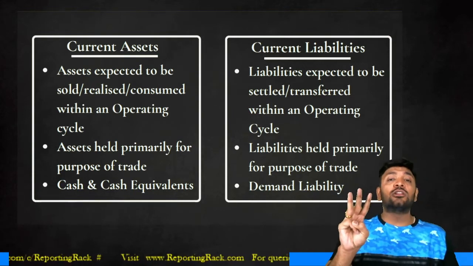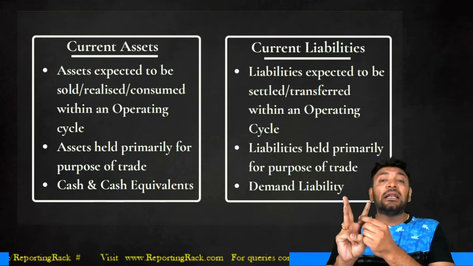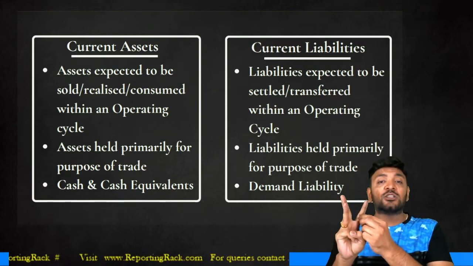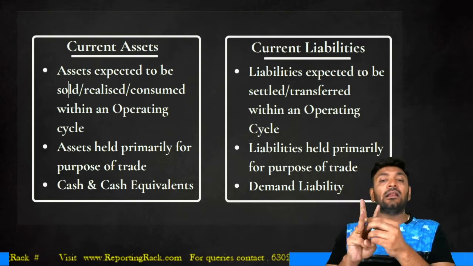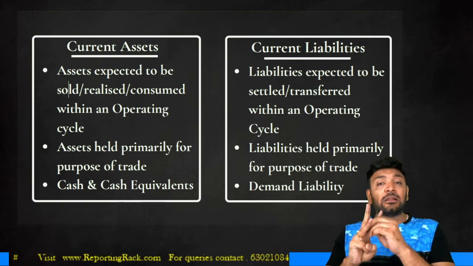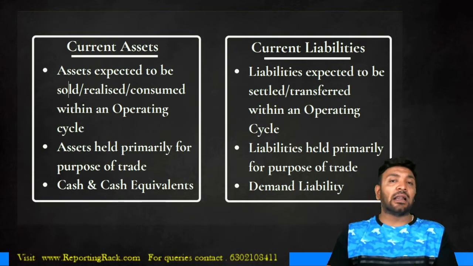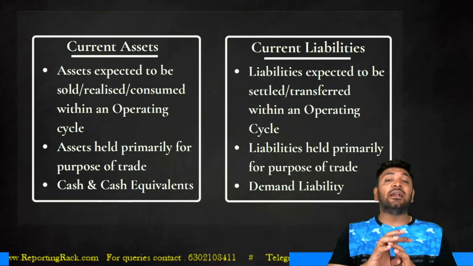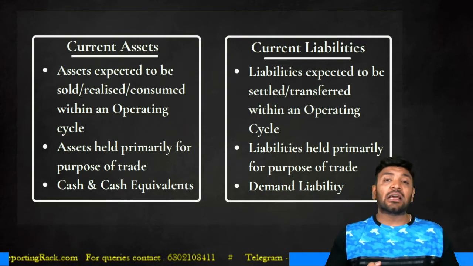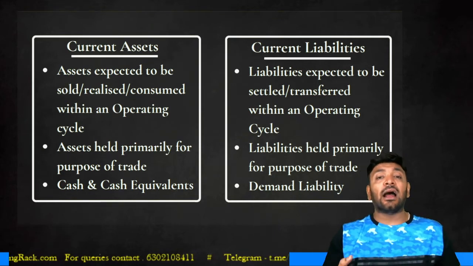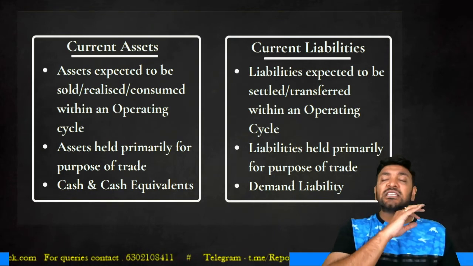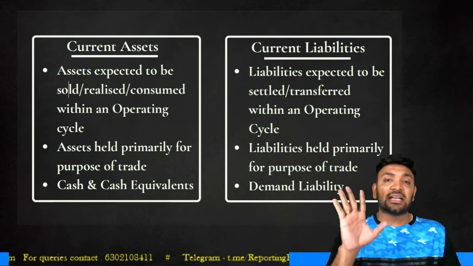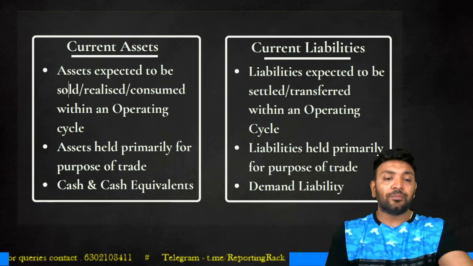Similarly, a liability is also defined in three parts. A liability which is expected to be settled or transferred within an operating cycle. Liabilities held primarily for the purpose of trade, and a demand liability. These can be classified as current assets and current liabilities. And non-current assets and non-current liabilities are any other items of assets and liabilities which cannot be classified under current assets and current liabilities. Clear?